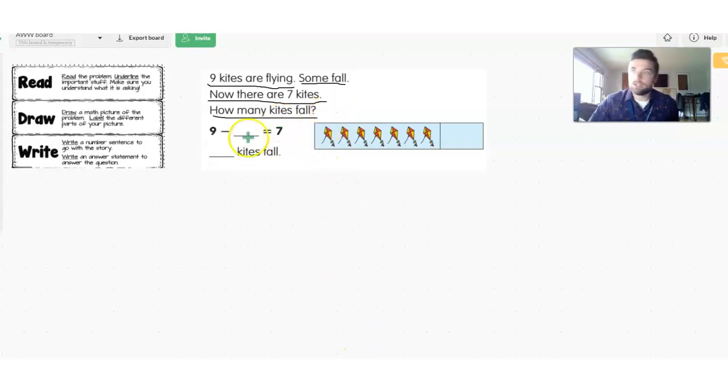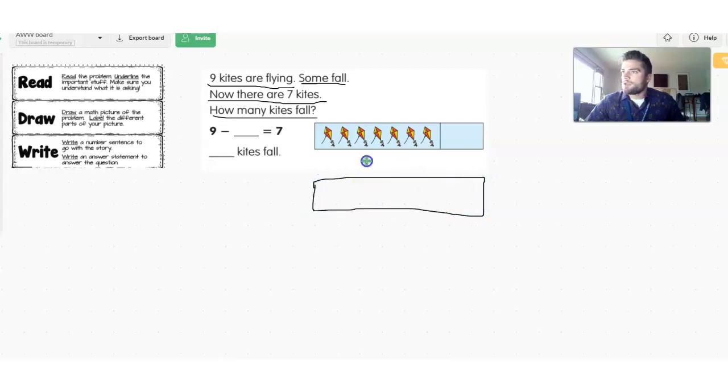And they've already started to draw a picture for us and a number sentence. So they've kind of done the draw part for us. Now, we've been talking about tape diagrams, and that thing that they drew is just another form of a tape diagram. So we know all together we have 9 kites, okay? And the picture that they drew of these 7 kites shows us the 7 kites that are still up in the air. 7 still up in the air, which means in this spot right here, how many fell if there are 7 up in the air and there are 9 altogether?